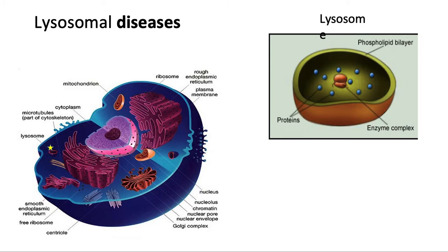Lysosomes, shown by the yellow star on the left, are membrane-bound organelles which contain, among other components, hydrolytic enzymes that operate in an acidic environment. Lysosomes are capable of digesting all types of macromolecules and participate in the breakdown of both extracellular and intracellular components that are targeted to them through the processes of endocytosis or autophagy.